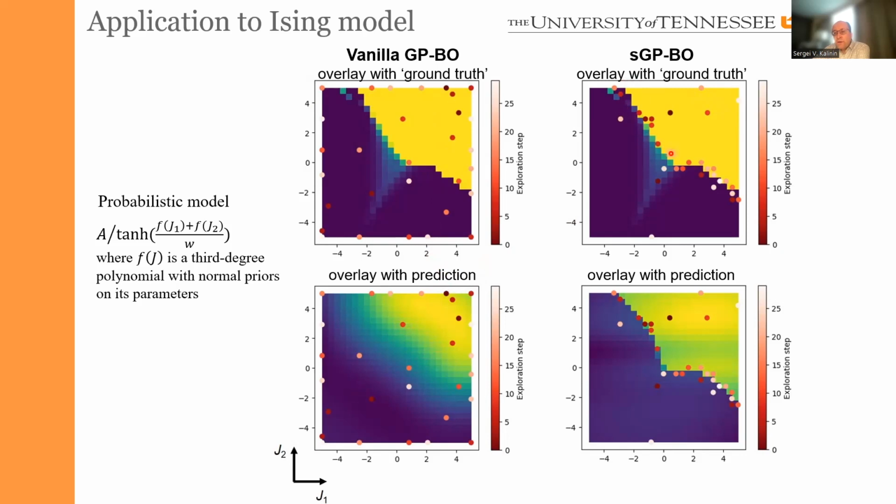So this is how the structured Gaussian process will look. In this case, we introduced a probabilistic model that basically says that magnetization can be either 1 or 0, and the boundary between 1 and 0 is relatively sharp.